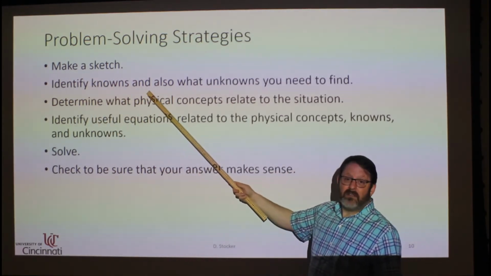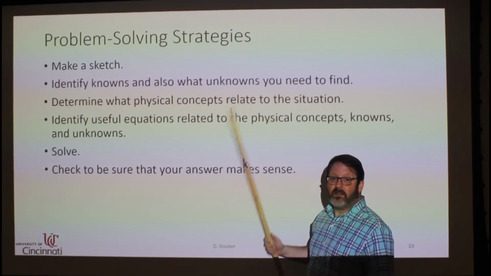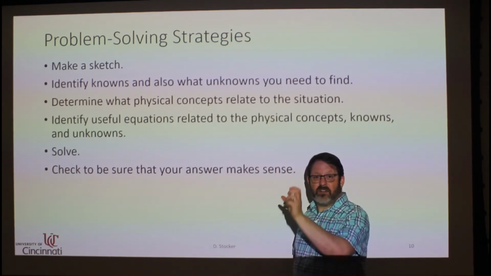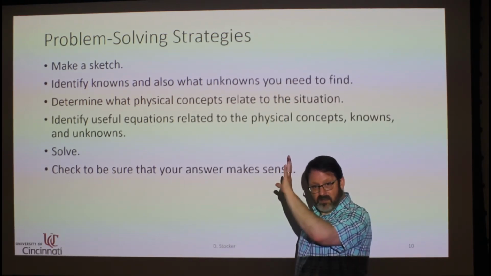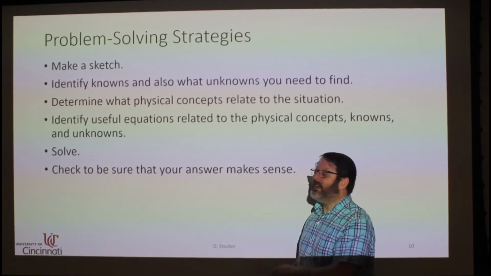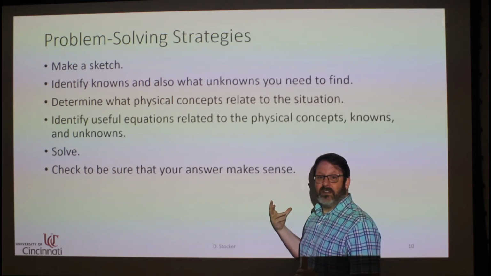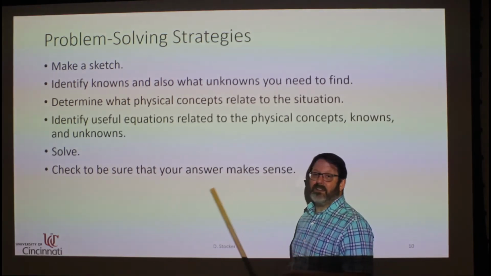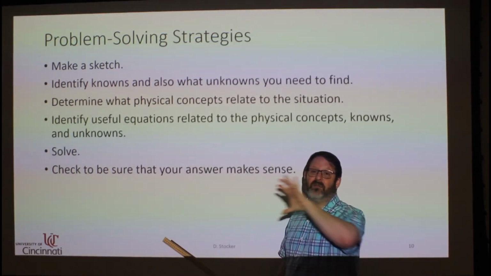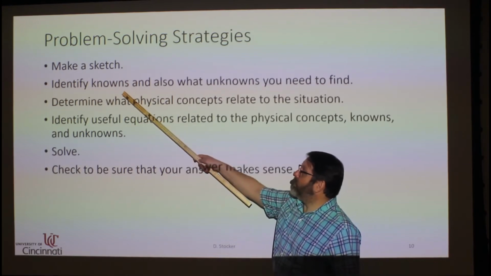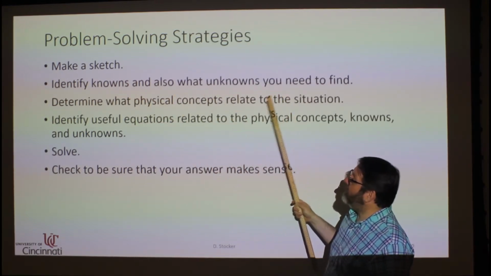Identify what's known and what is unknown. So what important information are you given? You can create a chart and put everything that's known in one spot. And then what are you asked to find? That's an unknown. So then what your problem is going to be is trying to get from the things you know to the thing you don't know. So sort out what you know and what you don't know.